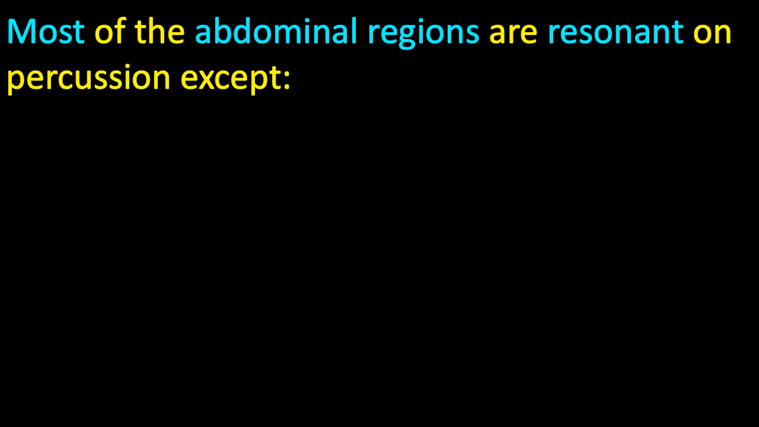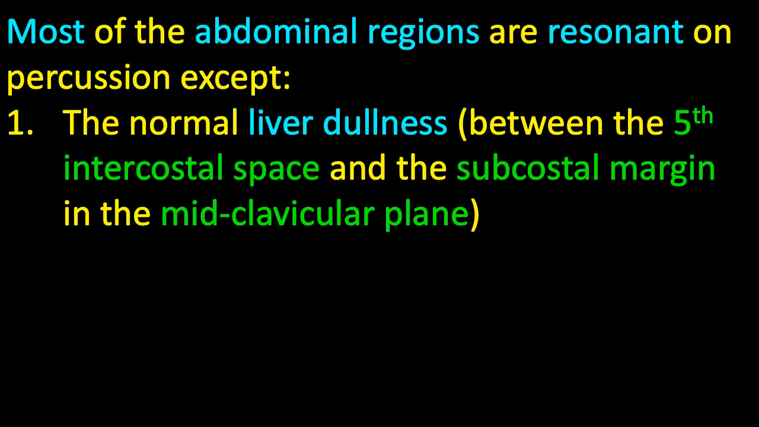Most of the abdominal regions are resonant on abdominal percussion with the exception of the following. Number one, the normal liver dullness, which is present between the fifth intercostal space and the subcostal margin in the mid-clavicular plane.